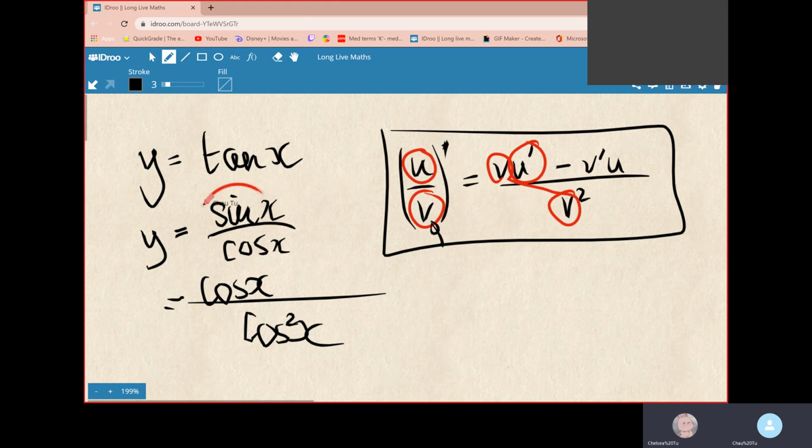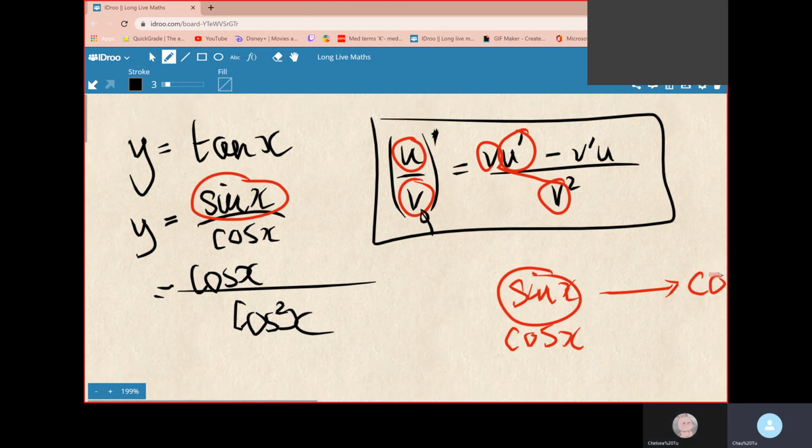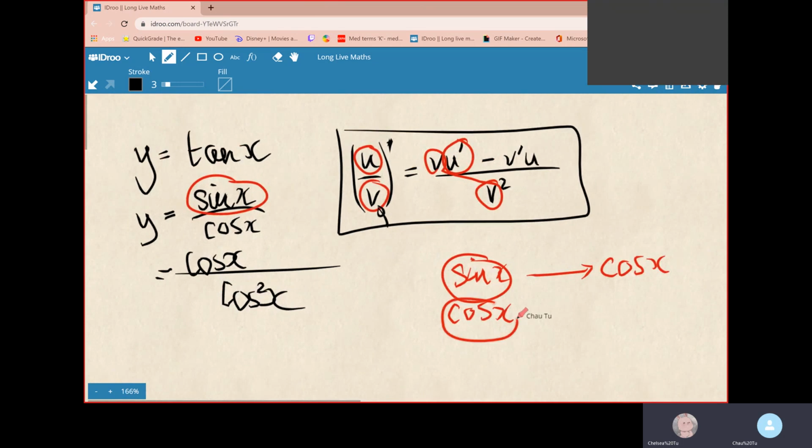No, the u is this. You've got to differentiate that. What does that differentiate to? I don't remember. When you differentiate sine, do you know what it becomes? When you differentiate cos, do you know what it becomes? No, I don't remember. When you differentiate sine, it becomes cos of x. And that becomes negative sine x. Yeah, negative sine x.